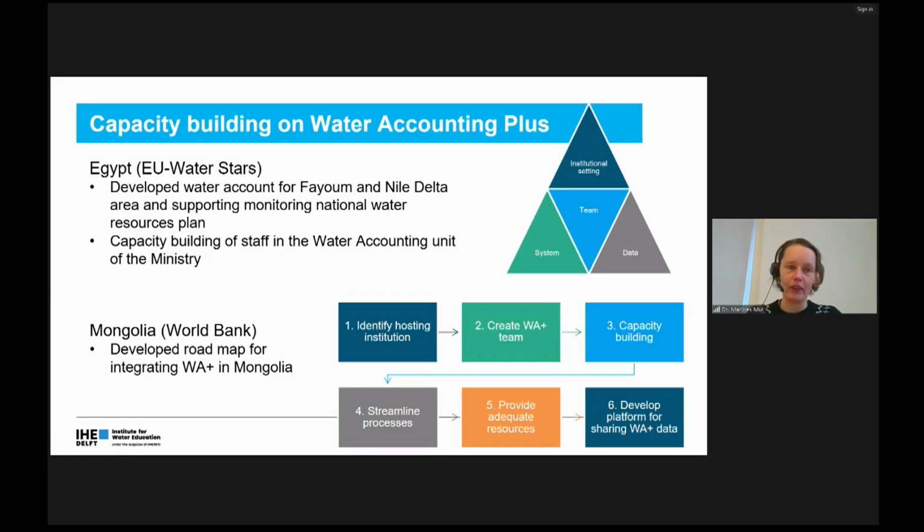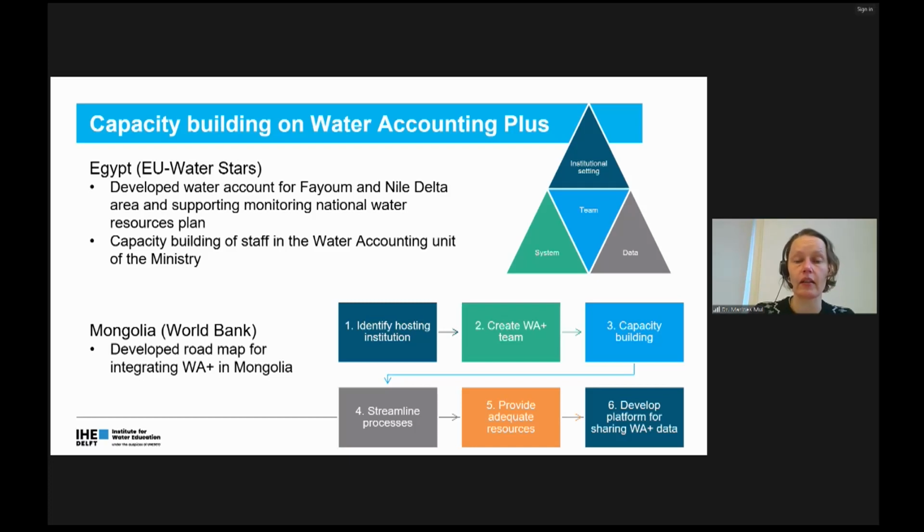I also saw in the program that we're interested in maybe developing, in Pakistan, a water accounting unit or something in the ministry that could develop these kinds of water accounts for Pakistan. We have some experience with IHE in building capacity in Water Accounting Plus. For instance, in Egypt, under an EU-funded project, we developed several water accounts for different areas, and also tried to see if the analysis could support their national water resources plan for the next 20 years, to see if we could use some of this data to monitor their indicators.